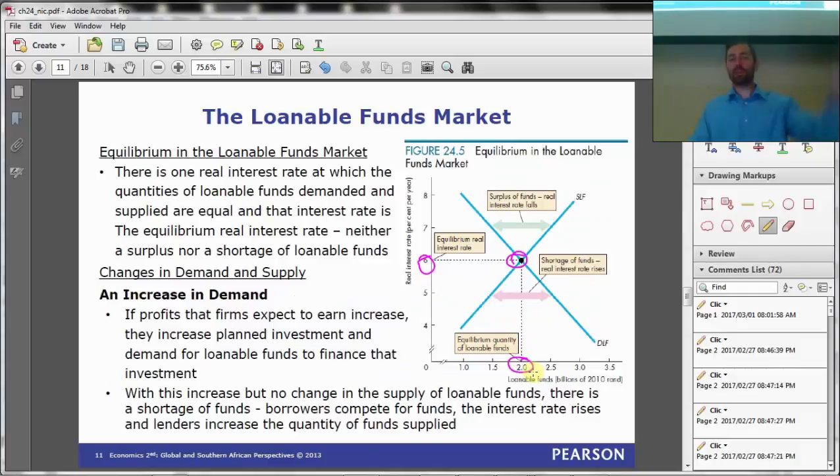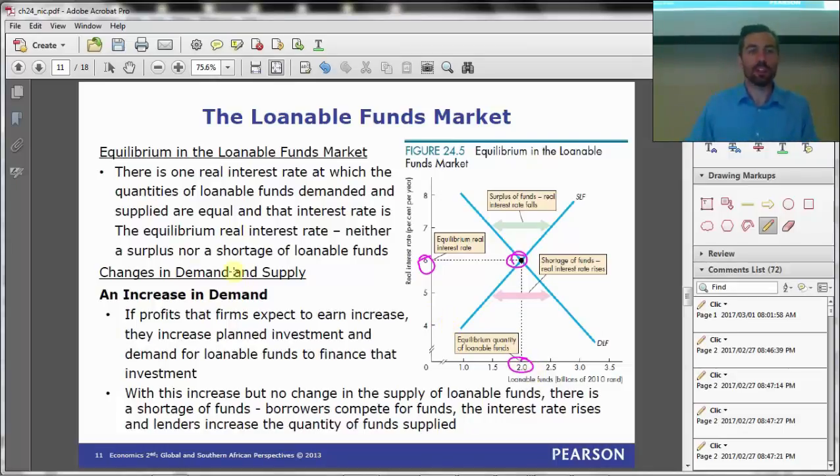Is everyone happy with what we've discussed so far? Any questions on that stuff currently? Okay. Everyone happy with the upwards sloping, downward sloping, and what causes a shift? Everyone with me on that? Okay.